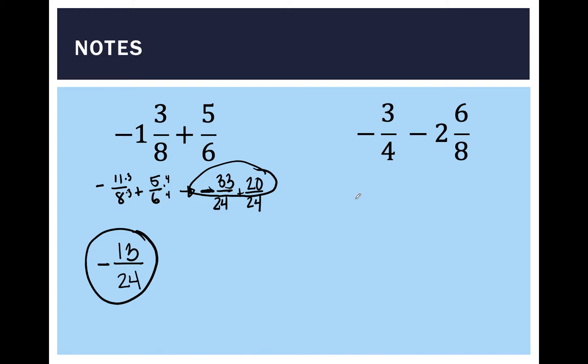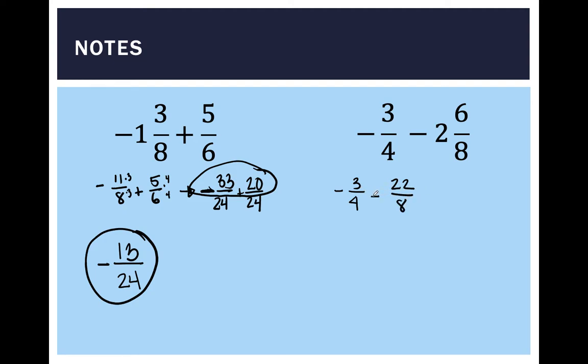Okay, let's try another example. Step 1 again is to convert our mixed number to an improper fraction. So 2 times 8 is 16. 16 plus 6 is 22 over 8.